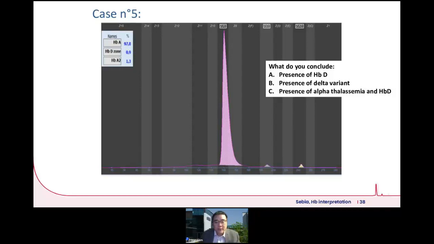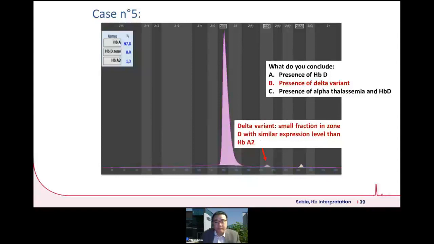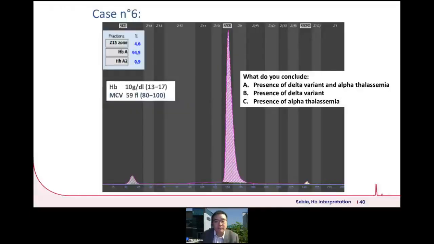So in this instance, you also see a splitting of the hemoglobin A2. So this is a situation of the presence of a delta variant. If you combine the two values together, the hemoglobin D zone and hemoglobin A2, it's still within the normal range of hemoglobin A2.